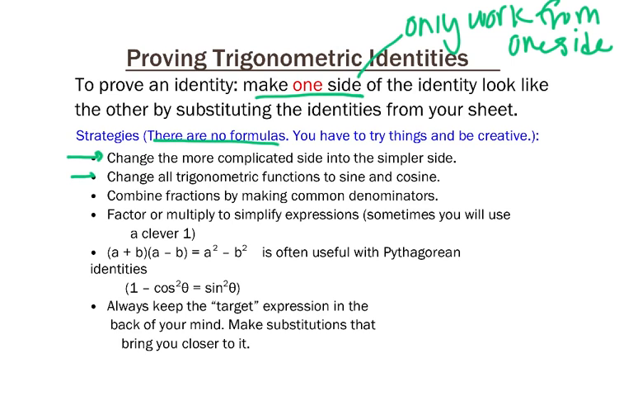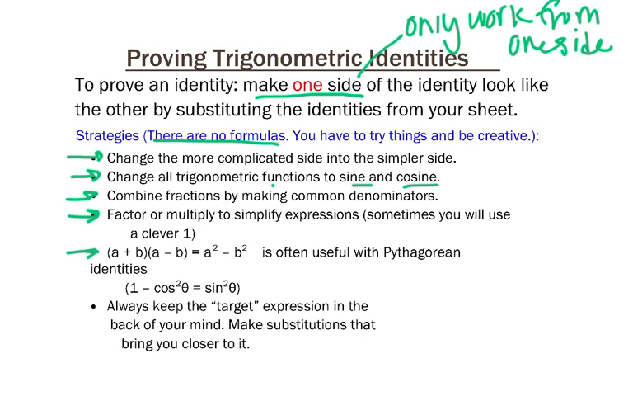Another idea, and we've kind of done it already, is change all trig functions to sine and cosine. So go ahead and change all your cosecants and secants so that everything is just sines and cosines, and see if you can start canceling or moving things around. Another option would be to combine fractions by making common denominators, so we have done that in our previous lessons. Factor or multiply, so that idea of multiplying by a version of 1 to simplify something, maybe get rid of a denominator or something like that.